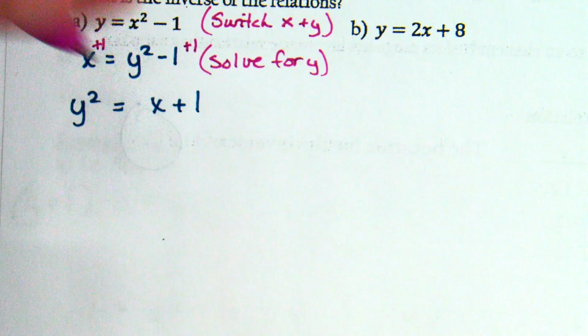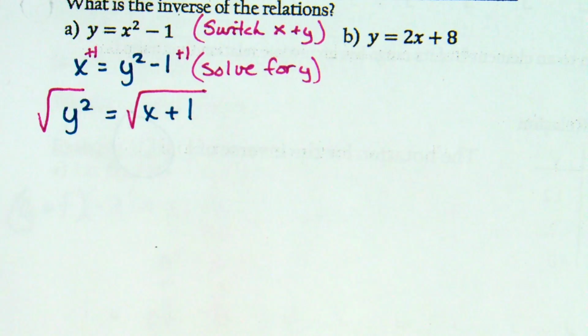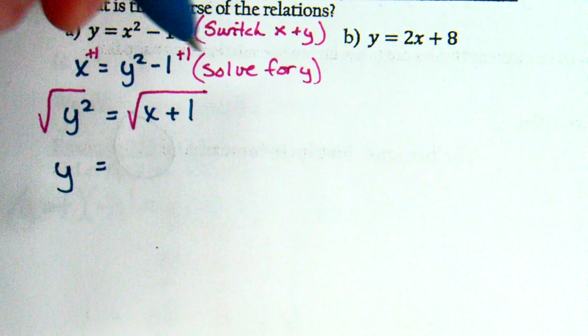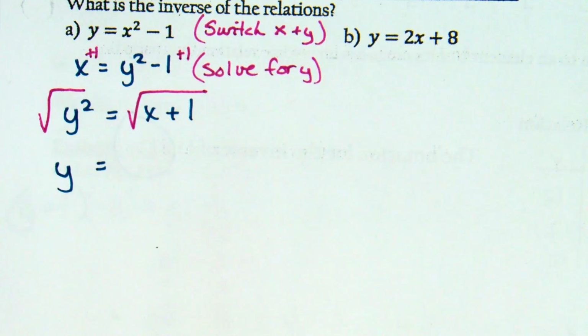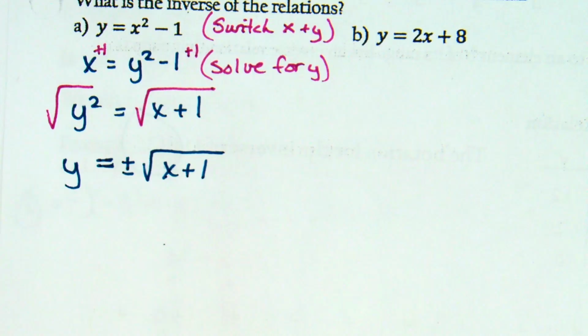If you want y, and it says y squared, how do we get that squared to disappear? We're going to square root. If we square root the left, we square root the right. What's the square root of y squared? Y. What's the square root of x plus 1? Square root of x plus 1, and plus or minus.